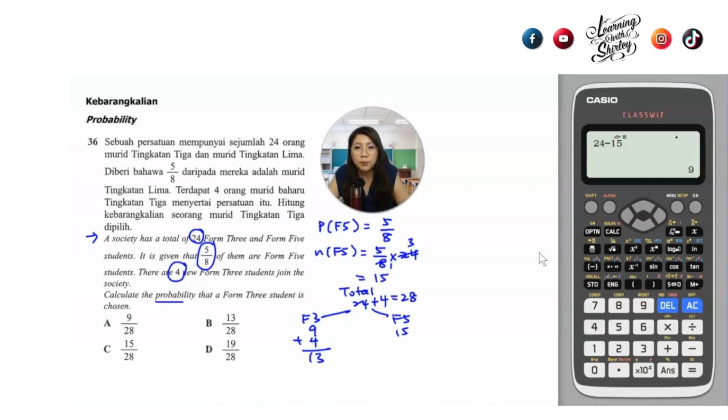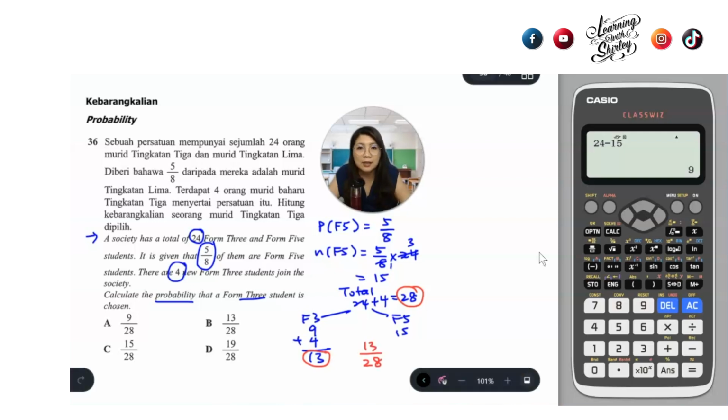So calculate the probability that a Form 3 student is chosen. We're going to use the number of Form 3 students divided by the total. So that's going to be the new probability. So the answer is 13/28. Let's look at the options A, B, C, D. So the answer is B, 13/28.